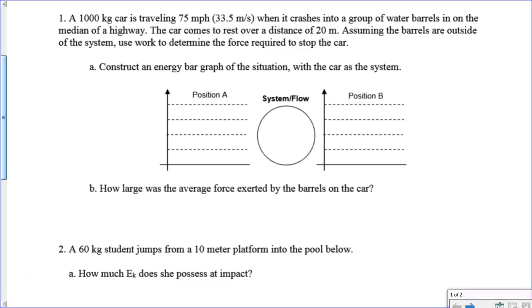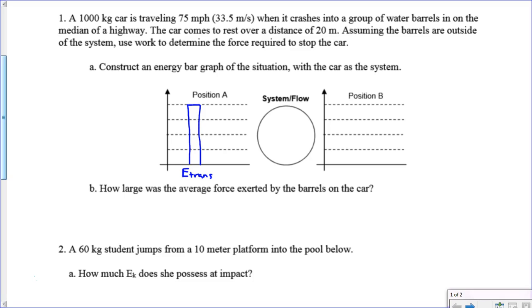And you have to think here, what sort of energy would it have originally? Well, originally the car is moving. We're not going to say it's at any sort of special height or anything like that, so originally it should just have E-trans. All right, translational kinetic energy.